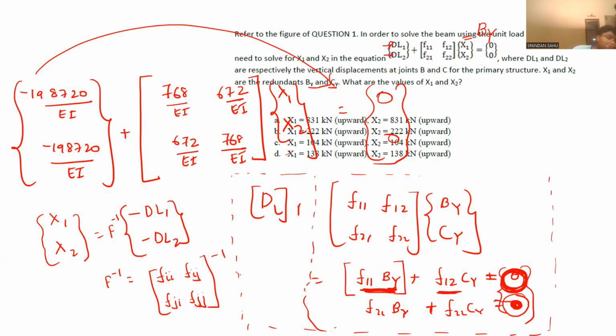You have to invert this flexibility matrix and take this DL matrix to the right side, and just take the inverse of this matrix and multiply it. You will get x1 and x2. So your final answer will be 138 and 138. So option D.